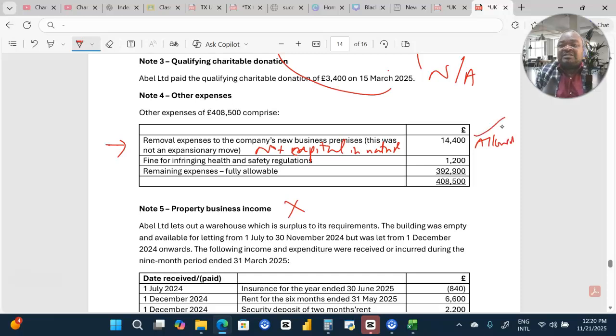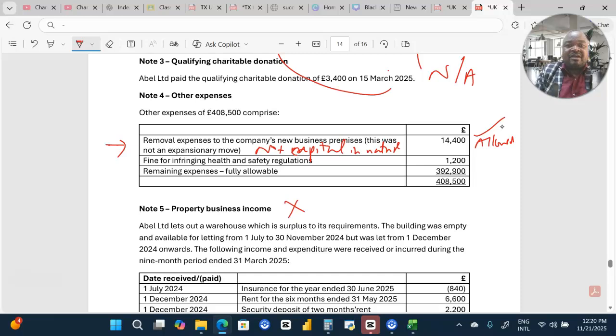If the removal was for an expansionary motive, if you are moving from a small office to a bigger office, that's an improvement, that's expansionary. So in that case, the taxman will penalize you. He's not going to allow you to deduct those expenses.